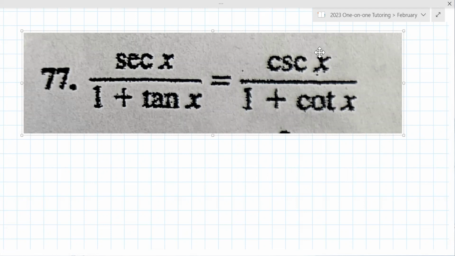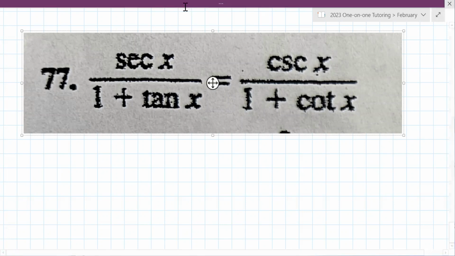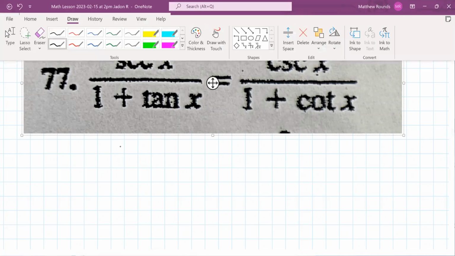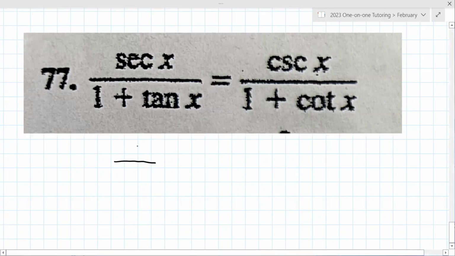So would it be smart to make everything into sine and cosine? We talked about that in the previous one, and I think it will work. It doesn't get you there. It's not the only thing that you'll have to do, but it does get you closer. So we can certainly do that. All right, so let's try that. So secant is 1 over cosine x, and tangent is 1 plus sine x over cosine x.